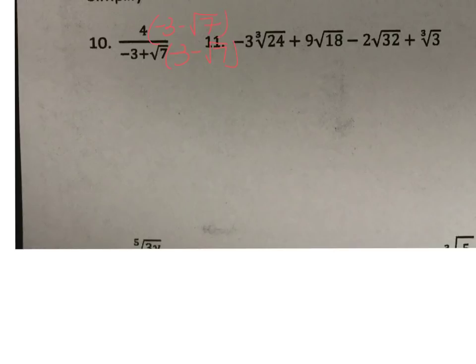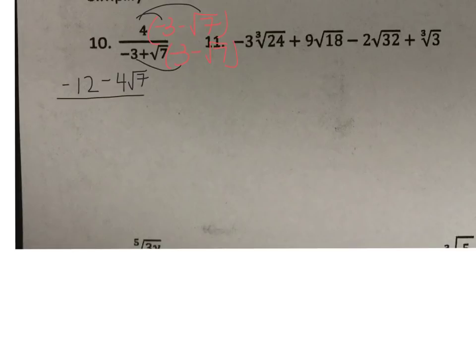The numerator, I'm just going to distribute 4 times -3, -12. 4 times negative square root 7 is -4 square root 7. I don't multiply it into it, it just goes in front. And in the bottom, I have to do some foiling here.